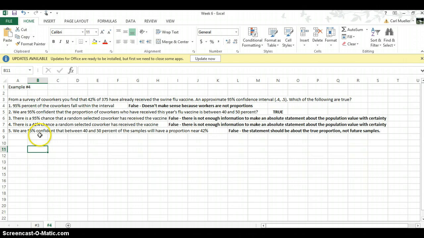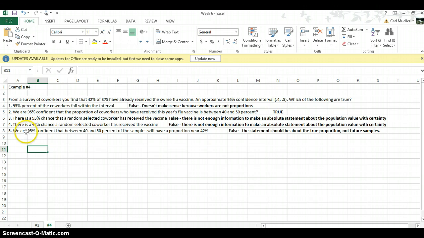Number 3, there is a 95% chance that a randomly selected worker has received the vaccine. False. There is not enough information to make an absolute statement about the population value with certainty. Exactly. A 95% chance a randomly selected worker receives the vaccine, that's not the case, because 95% is a confidence interval. We're saying with 95% certainty that the proportion of coworkers who receive the swine flu vaccine is 40 to 50%. That's what this value means, and that's not what this statement says.